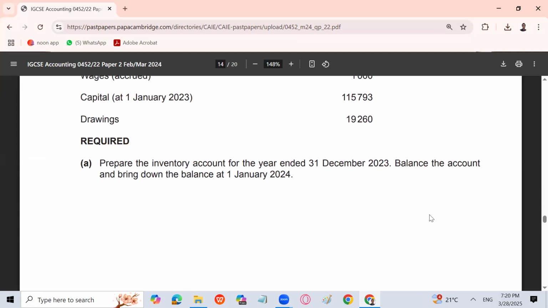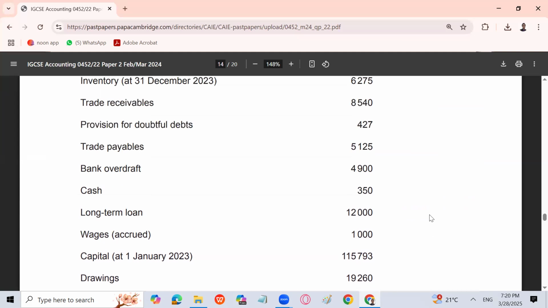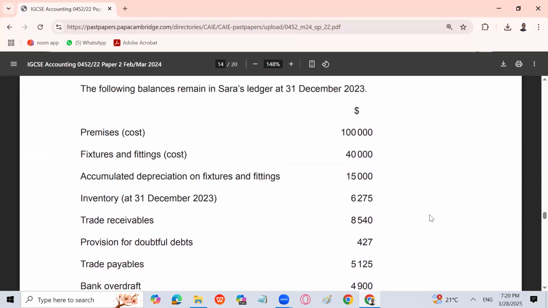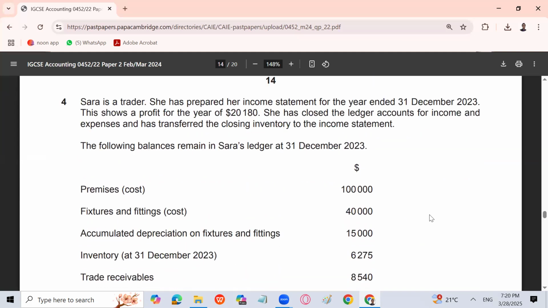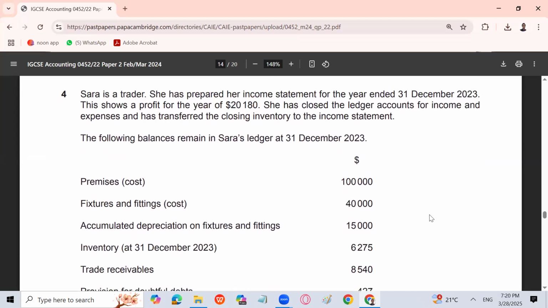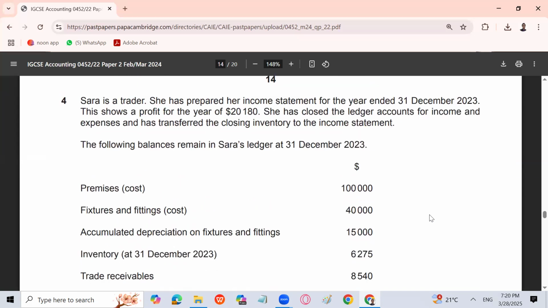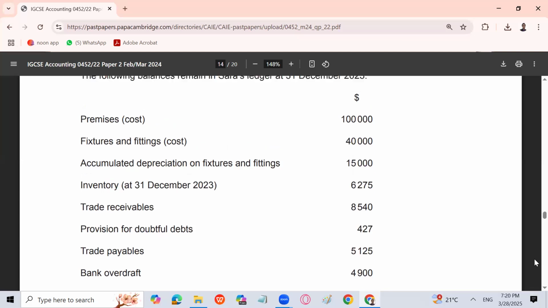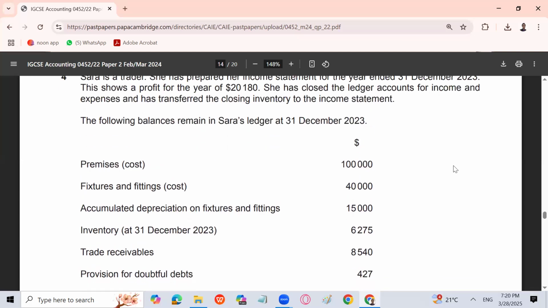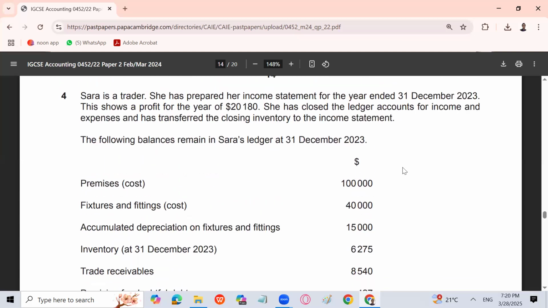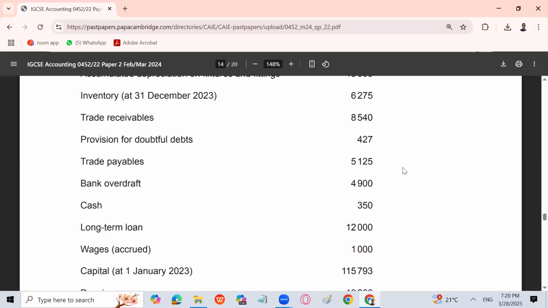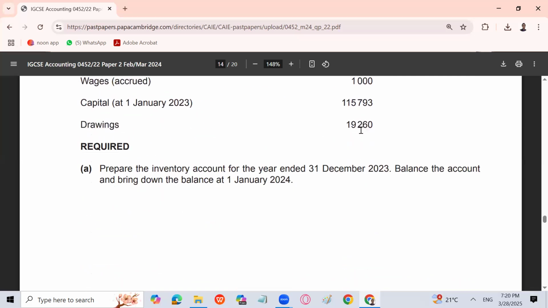Prepare the inventory account for the year ended 31st December. Balance the account and bring down the balance at 1st January 2024. So we have to prepare the inventory account. If you just look at the question, the closing inventory is given in the question, and the opening inventory is not given in the question. So we have to close the closing inventory, right? Balance the account and bring down the balance at 1st January.